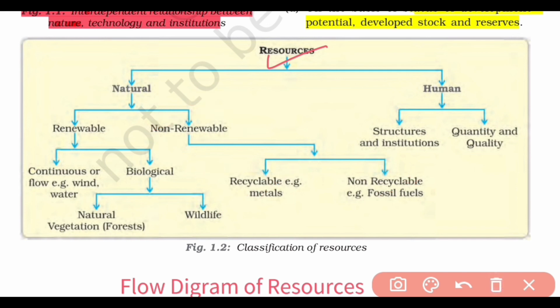Then we are moving to the human resources. They are classified into 2: structures and institutions, meaning buildings. Then quantity and quality. Quantity means number of people and quality means the inner skills of people. Okay. Now let's move to the next.